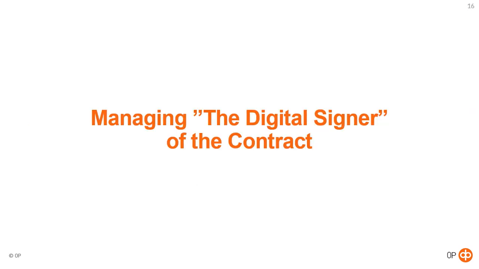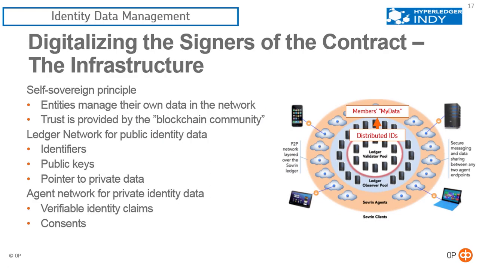Then the other part of this story is the digitalizing the signer of the contract. And here we are talking about the self-sovereign identity management implemented in Hyperledger Indy. And the infrastructure, there was a separate presentation yesterday about Hyperledger Indy, quite technical. If you were there, you know this already. So Indy has this self-sovereign principle of our identity management, which means that entities manage their own data in the network, and the trust is provided by this blockchain network that is kind of the core of the entire solution.